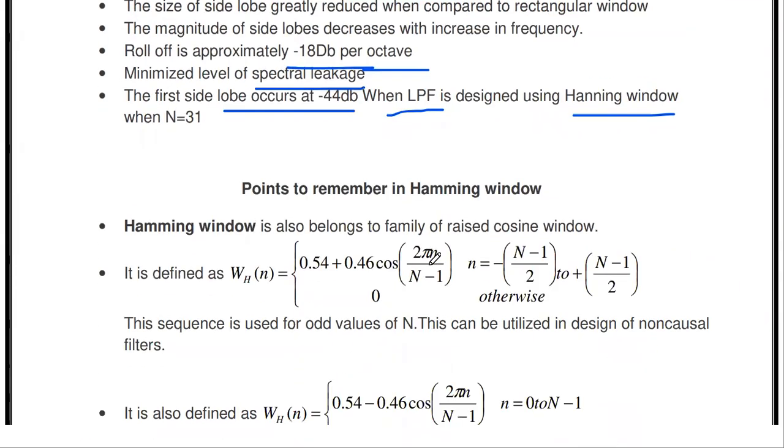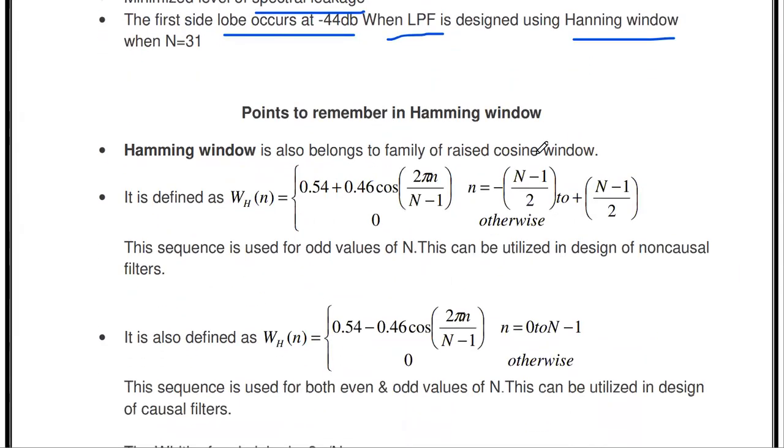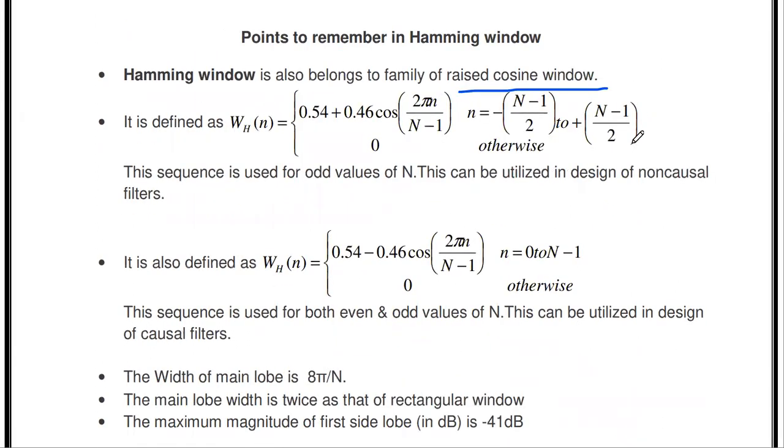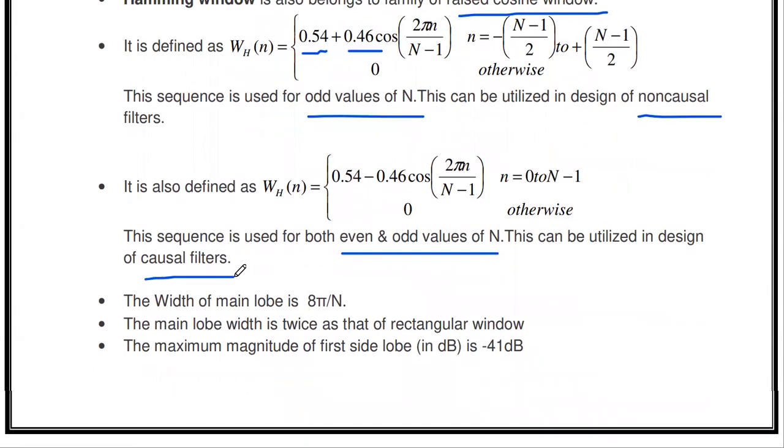Okay, then the third one, points to remember in the Hamming window. So the Hamming window is also a member of the raised cosine family, and the formula is 0.54 plus 0.46 cos, for n from a negative value to a positive value. Okay, so this is for odd value of N. This is the non-causal filter. If the N value is both odd and even, then instead of this plus, here minus will come. This is used to design a causal filter.